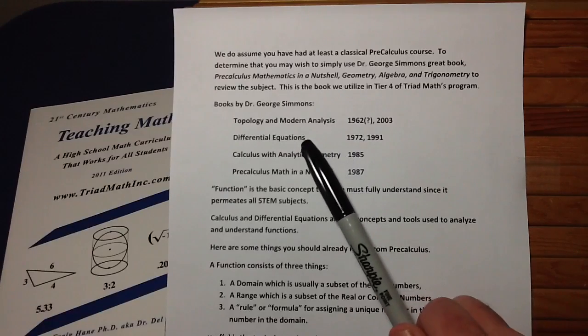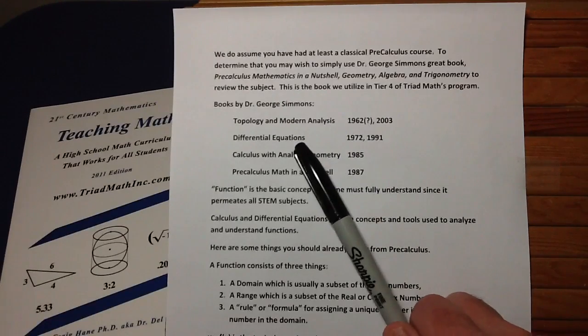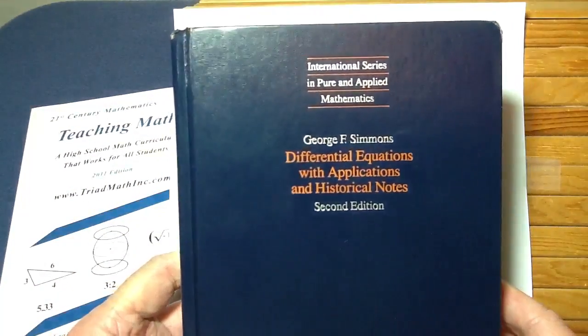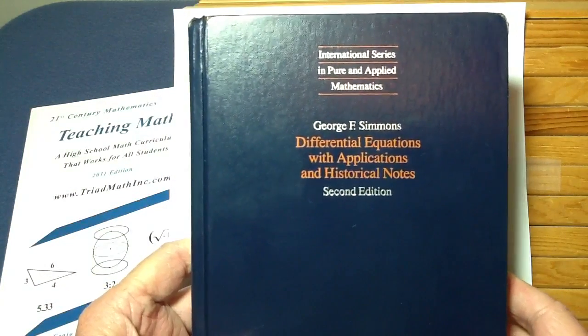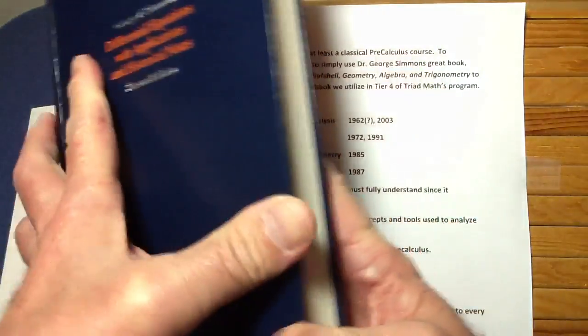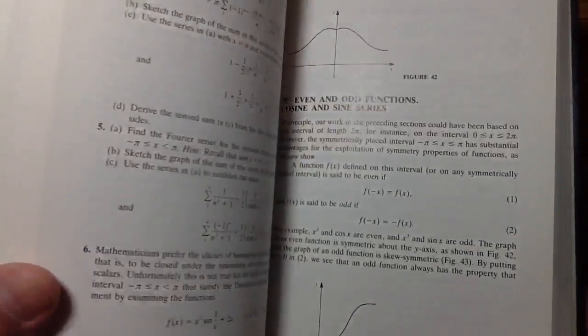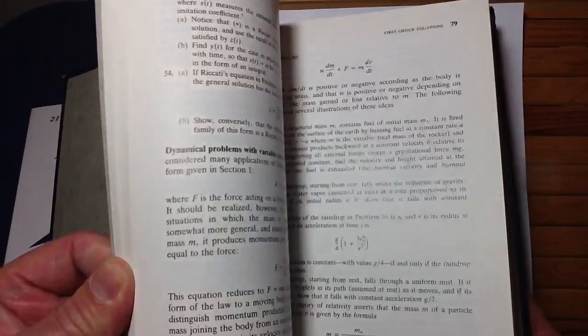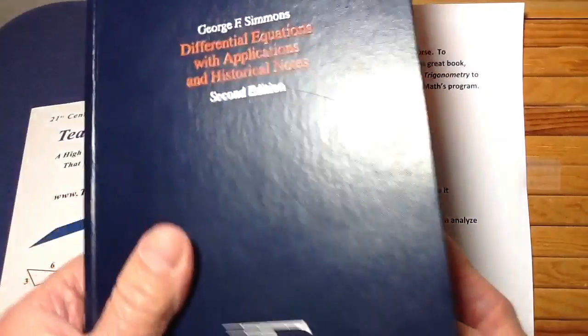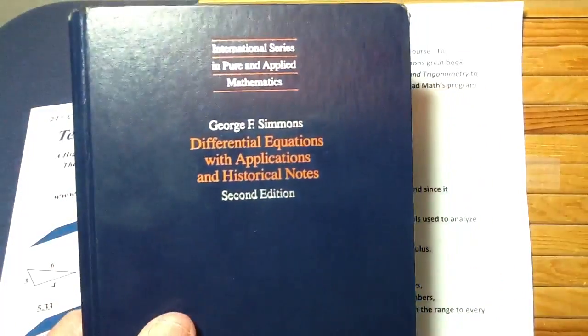Now, in 1972, Dr. Simmons then came out, notice it's a decade later, with a book on differential equations, and he updated it in 1991, and it's this book right here. And if you're going to study differential equations from a historical viewpoint, a classical way, this is the book I recommend. Dr. Simmons' book on differential equations is absolutely fabulous, and I highly recommend it to you if you want to study differential equations the way it was taught classically.